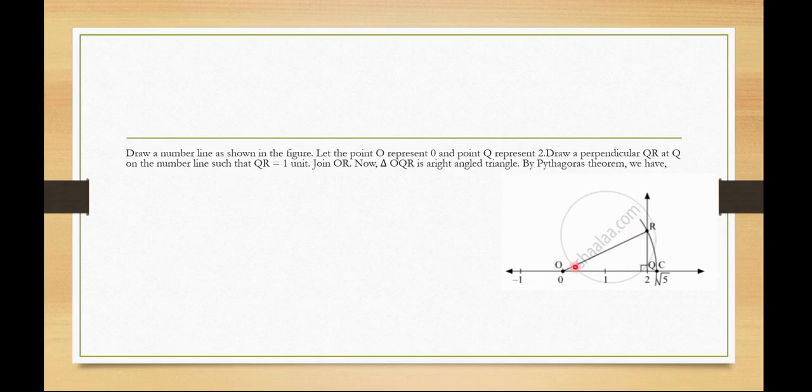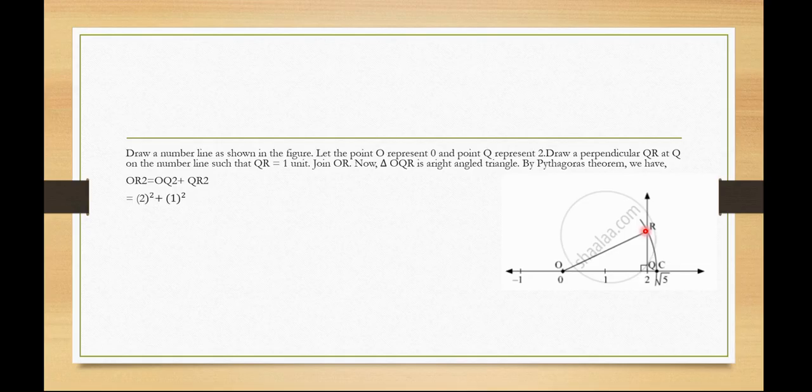Triangle OQR is a right angle triangle. By Pythagoras theorem, we have OR square is equal to OQ square plus QR square. So this is the Pythagoras theorem.